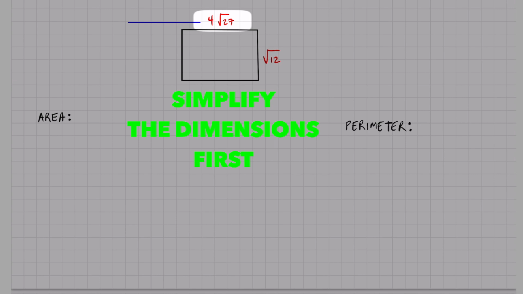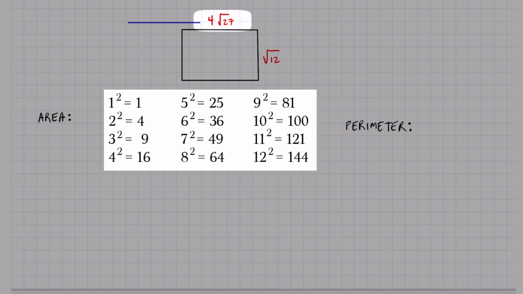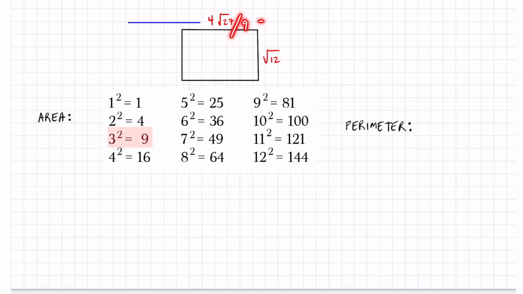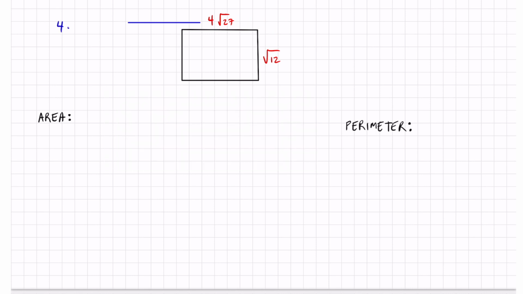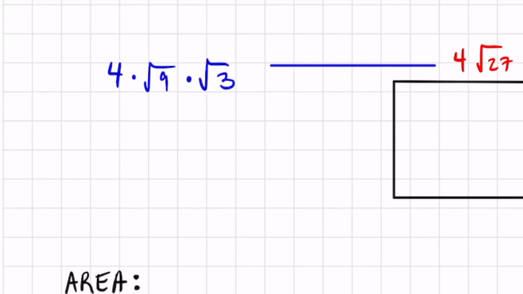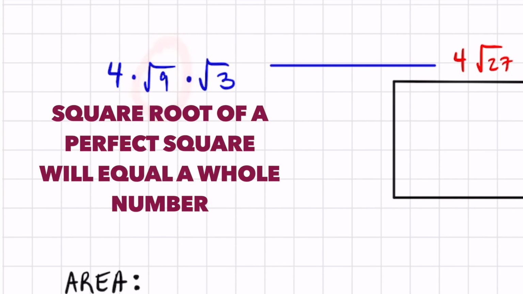The number that you want to look at is this square root of 27, and you want to ask yourself, can I divide 27 by any perfect squares? And the answer to that is yes. I can divide 27 by 9 to get 3. So that dimension right there I can rewrite as 4 times the square root of 9 times the square root of 3. They mean the same thing, and I just split up the square roots so I can take this whole number out of the square root.